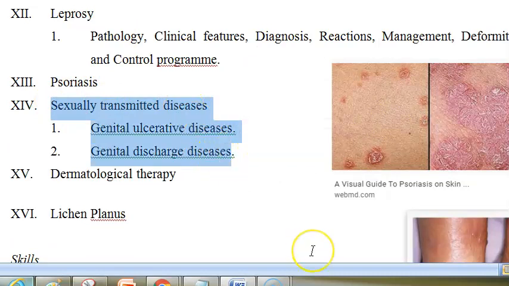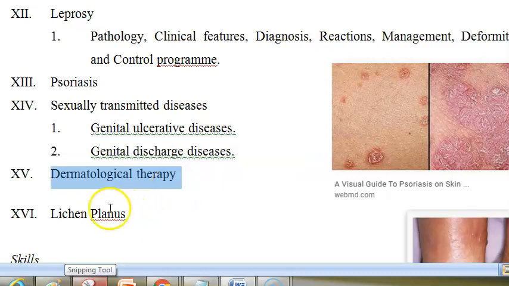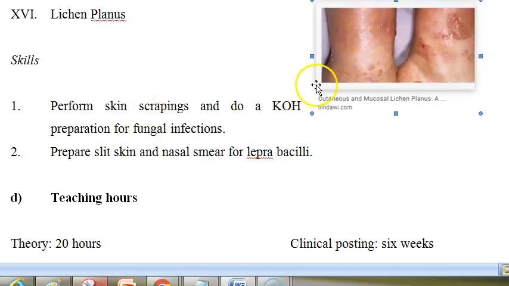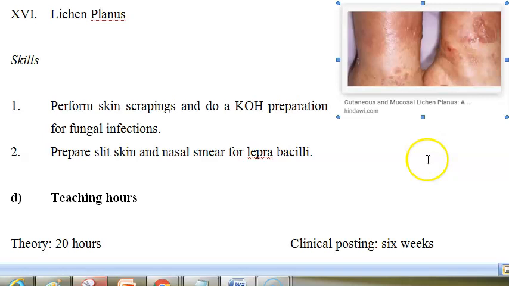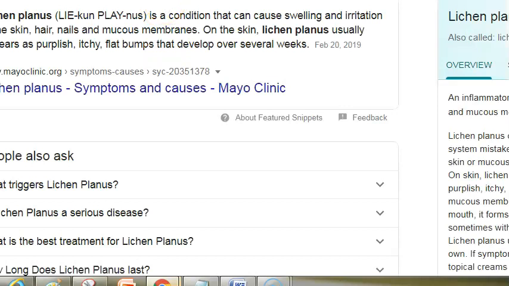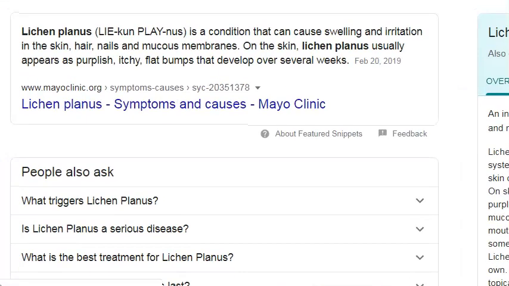Sexually transmitted diseases, what and all will you give? AIDS, but AIDS will not have any skin... they can have skin manifestations. Okay, then syphilis, gonorrhea, then herpes. Then dermatological therapy. You will learn a lot about therapies there, and lichen planus also you will learn. This one is lichen planus. It is called so because of the way it appears in pathology. It's an inflammatory condition of skin and mucous membrane. Again, it's an immune system attack, okay.